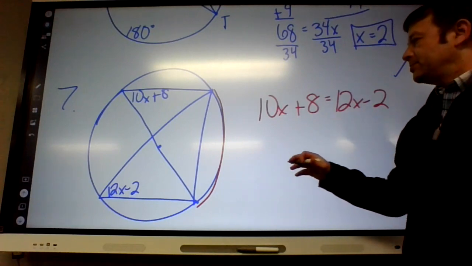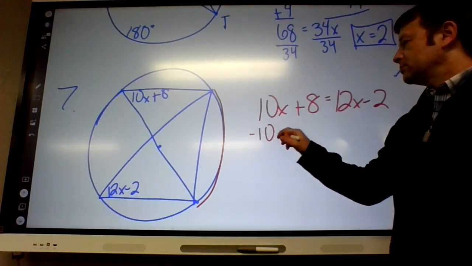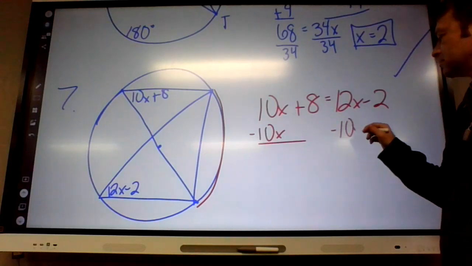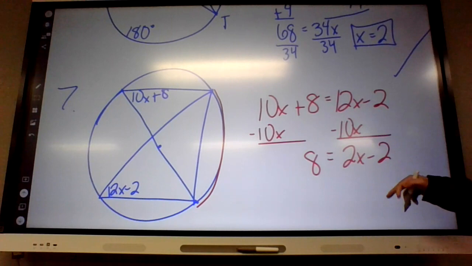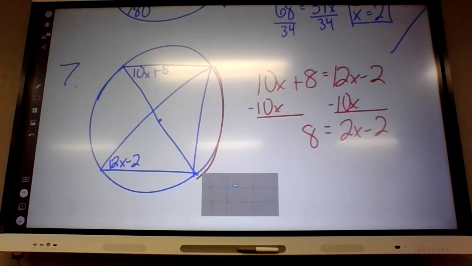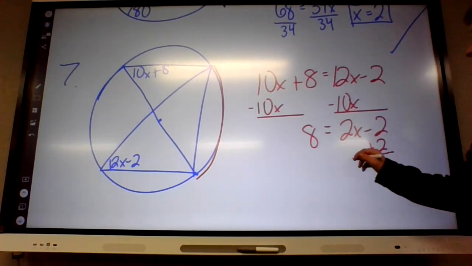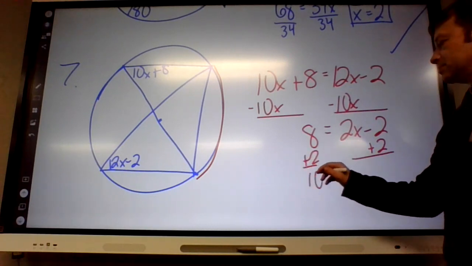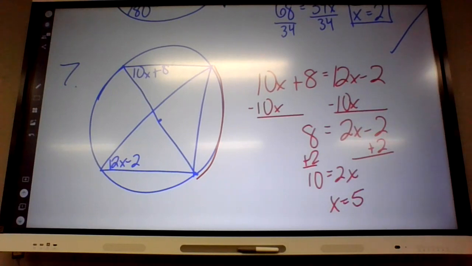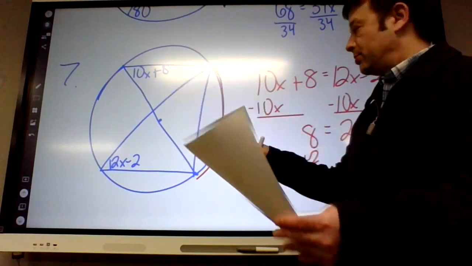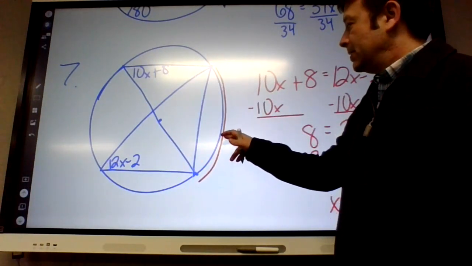What do we do when we have x's on both sides? Get rid of the x's on one side. Usually it subtracts. In some cases it could be like divide both sides by x or something. Okay, is x equals 5? Is that my final answer? No. What they actually were asking for was arc YZ, this red thing over here.